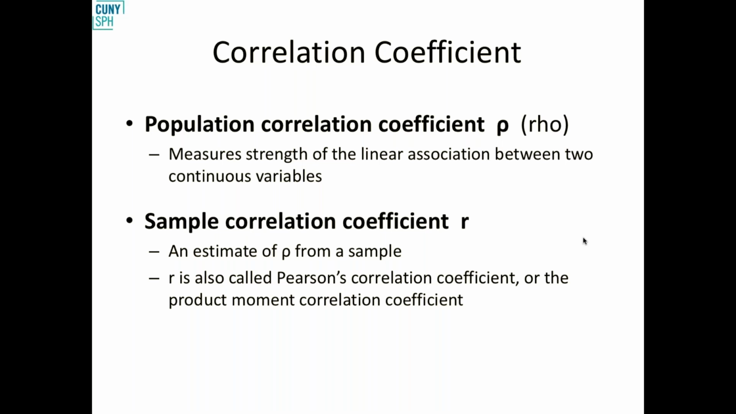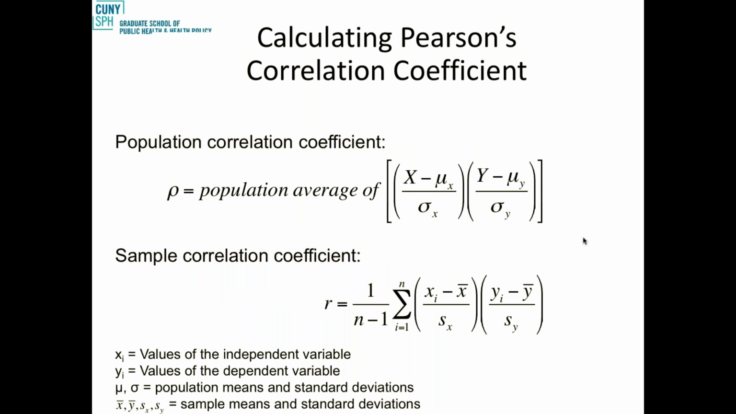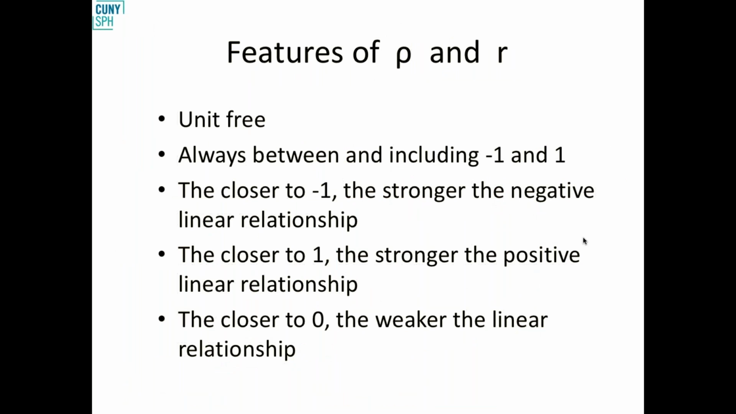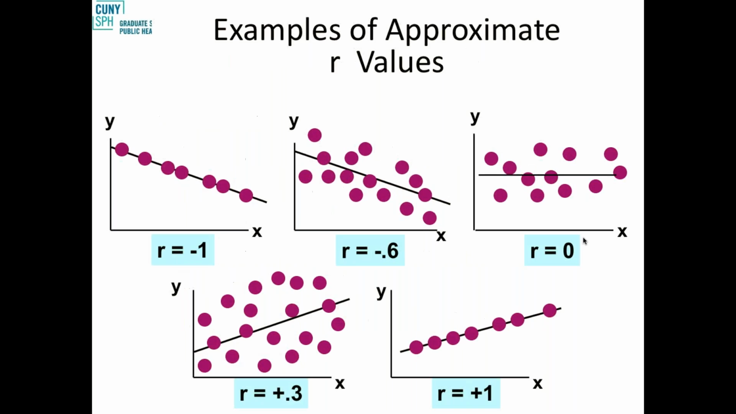Okay? We never really know what rho is. R is really our best approximation of what it might ever be. This is a more accurate version of how we get that line to fit properly and calculate that correlation coefficient. Basically, it's looking at how much variability you have in the X and in the Y for each individual person in that sample. Okay. And again, these are the various outcomes you might get.